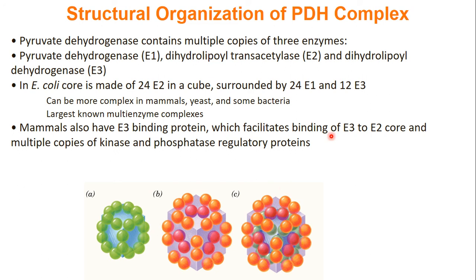Note, when you're talking about mammals, mammals actually have an additional protein that's called the E3 binding protein, which facilitates binding of E3 to E2. It also has multiple kinases and phosphatases that will regulate these proteins. But we're going to focus on the E. coli system first, as it's simpler than the mammalian system.